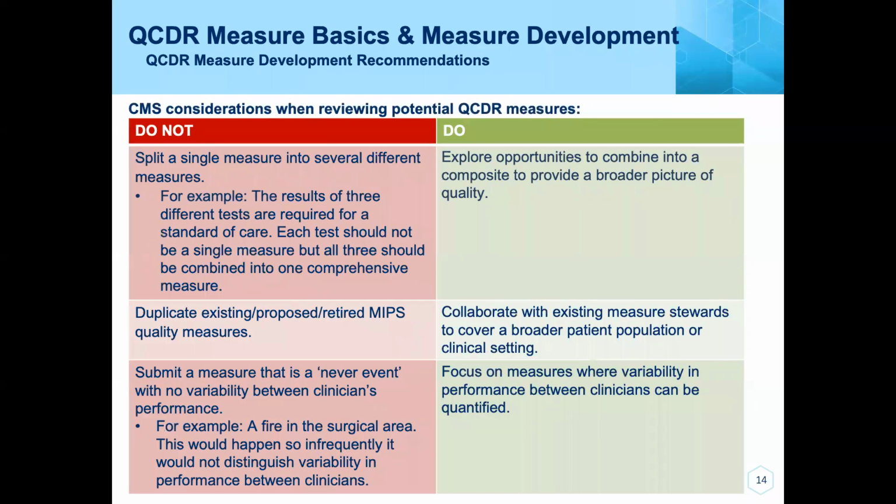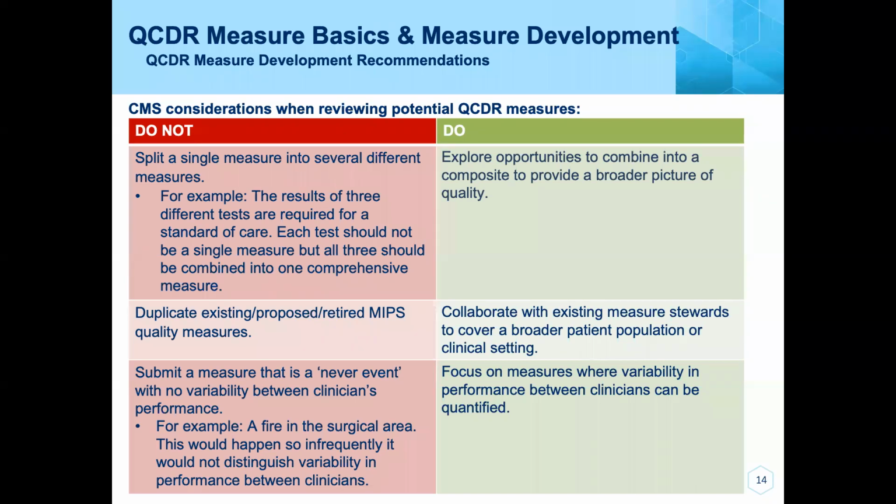Another consideration is that a measure does not split a single measure into several different measures. An example, if there's a specific health condition that normally requires the completion of 3 different tests, it's preferred to have one comprehensive measure that combines all 3 of the tests instead of one measure split out for each individual test. And this composite structure could help to provide a broader, more comprehensive picture of quality.